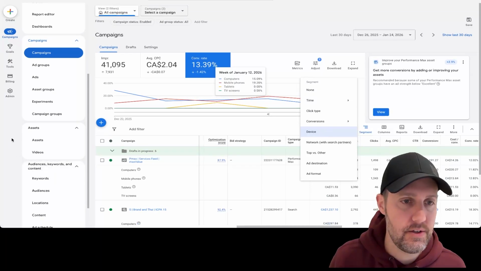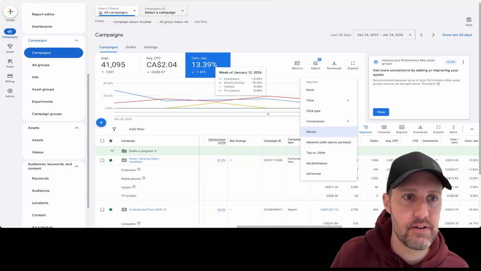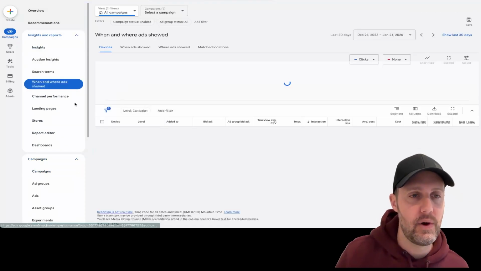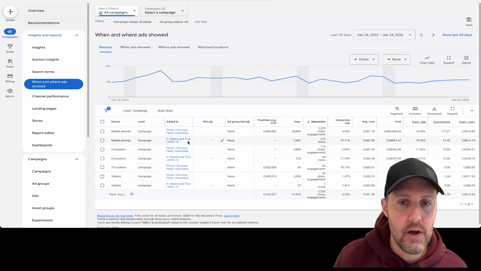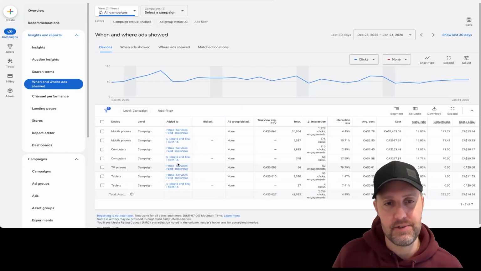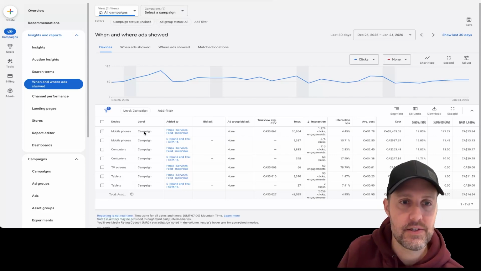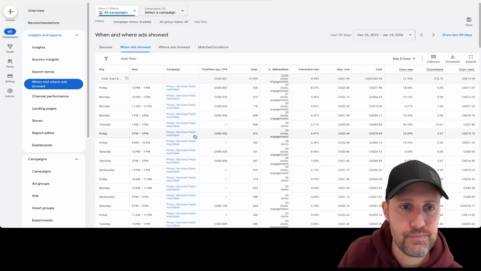The other place to look at this is under your insights, when and where ads were shown. This is the same information, just represented differently. And this would be a great place to look at that. Similarly, we can look at time of day.